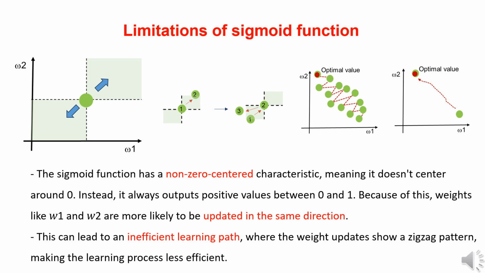For example, the first point might move in the second direction, where both weights are increasing, and then move in the third direction, where both weights are decreasing, creating a zigzag pattern that repeats. This results in an inefficient learning path, which can slow down the learning speed. Therefore, due to these limitations of the sigmoid function, various other activation functions have been developed. In the next video, we will explore activation functions other than the sigmoid function.